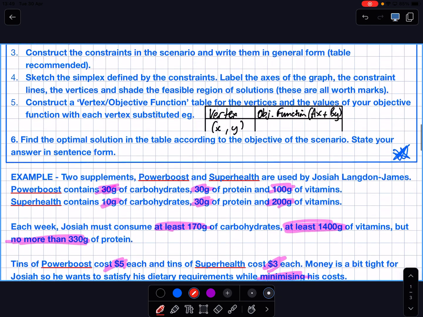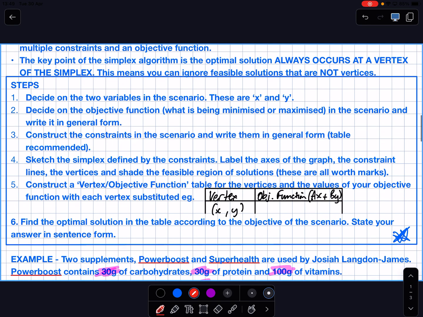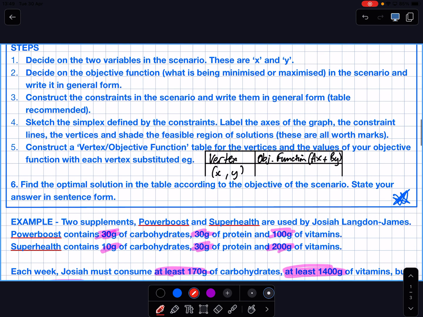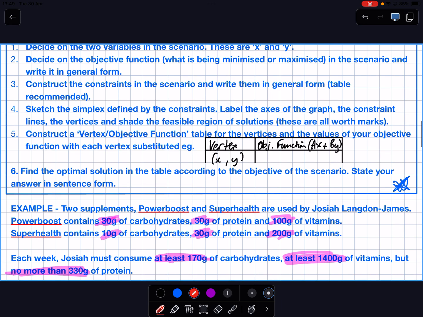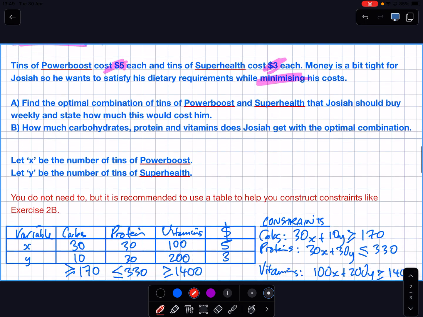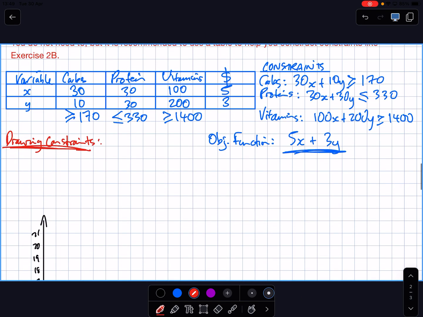All right, next step. So what do we do? Decide on two variables, we did that. It was decided for us. Decide the objective function, we did that. We constructed the constraints using a table and we wrote them in general form. So now we're sketching the simplex. We're drawing this region here.